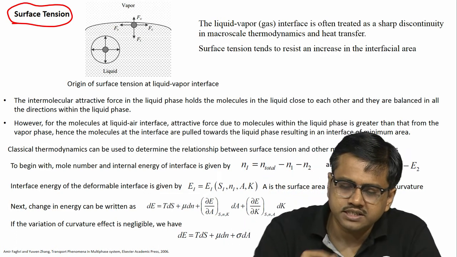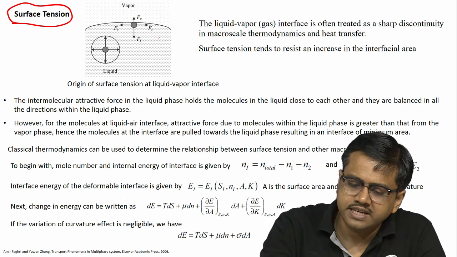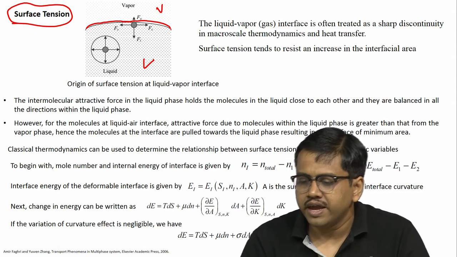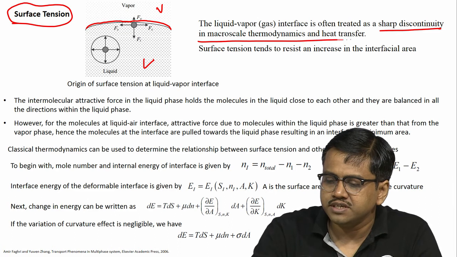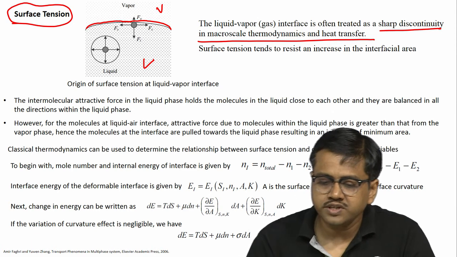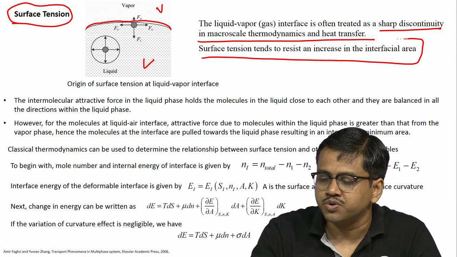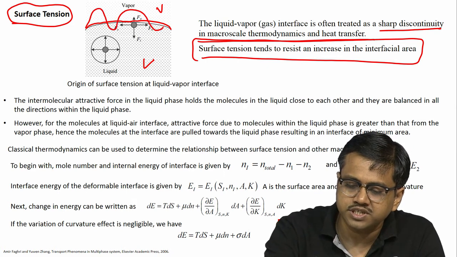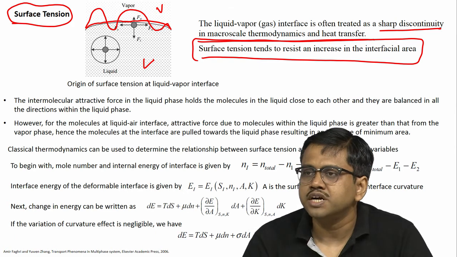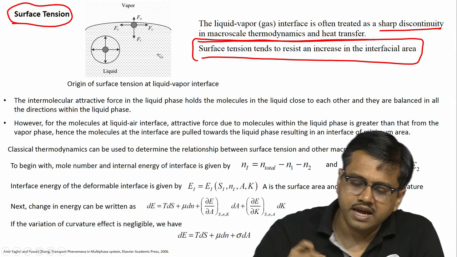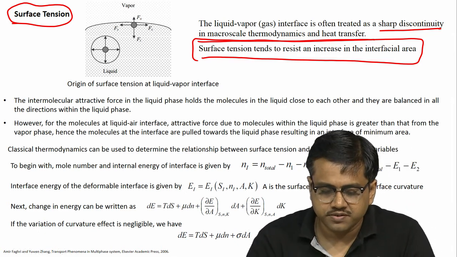If you look at this particular picture, say there is a liquid and then there is a vapor, and this is a liquid-vapor interface. It is like a sharp discontinuity from a macro scale thermodynamics and heat transfer point of view. Surface tension is basically something which tries to resist an increase in this interfacial area. So, if you try to change this interfacial area to something like this, surface tension tries to prevent that effect. Now, let us remove all these things and see what the origin of surface tension is.